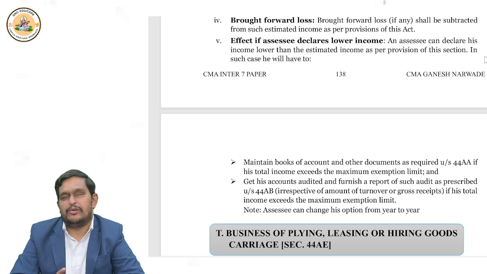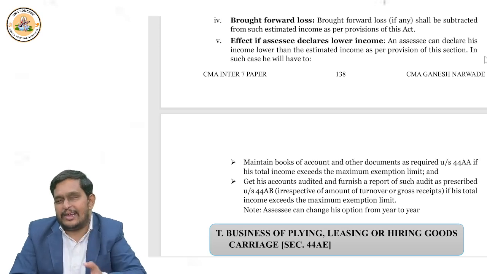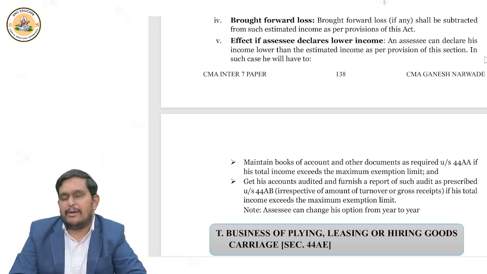Then you can continue. Suppose you have 11 vehicles, 12 vehicles. Can you compute income under 44AE? The answer is no. If throughout the year, not even a single day, you have more than 10 vehicles, then definitely you can compute income under this section. Suppose you have more vehicles than that, then forget about this section and the computation. Okay, clear to all of you?